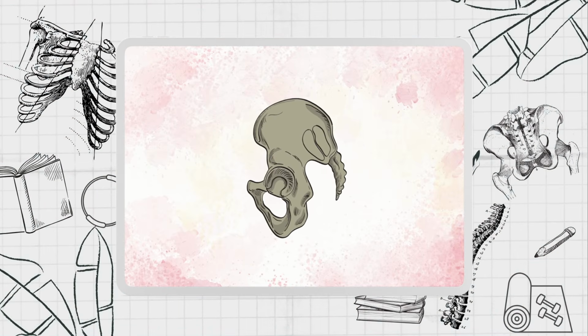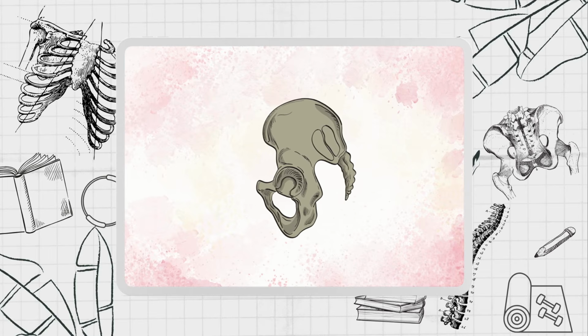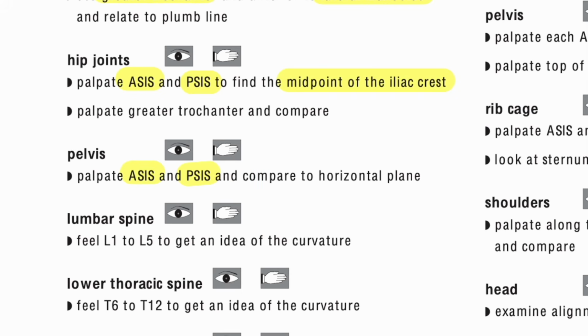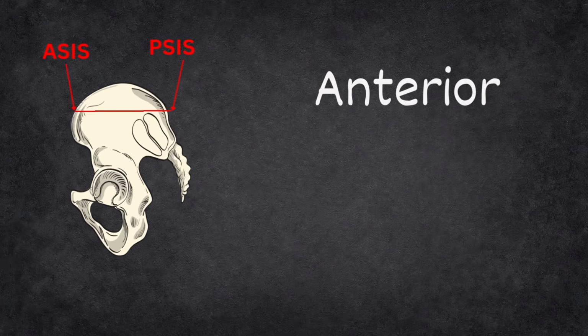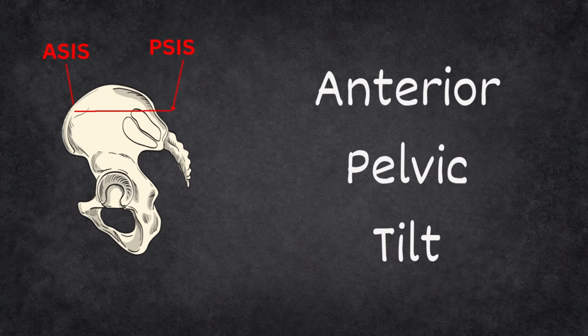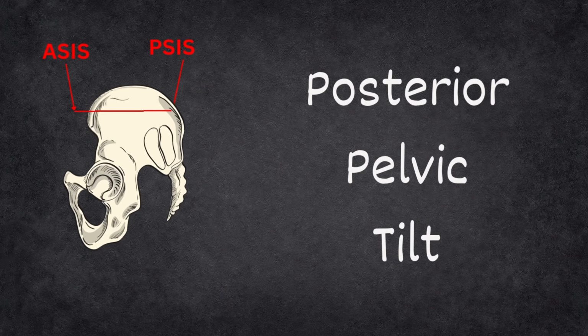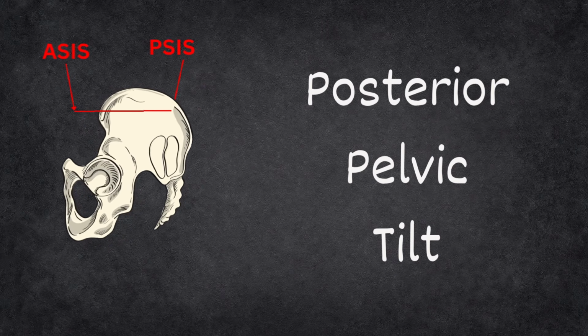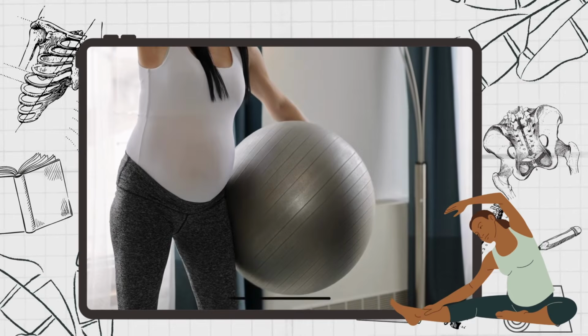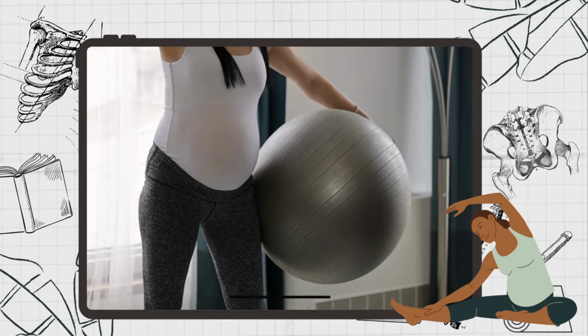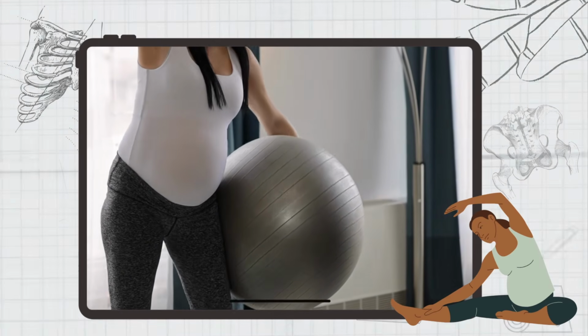Next up is the pelvis. Now, this is going to be a lot easier because we've already done it. All you need to do is find the ASIS and the PSIS and compare the two. If the ASIS is lower than the PSIS, then you have an anterior pelvic tilt. If the PSIS is lower than the ASIS, then you have a posterior pelvic tilt. Women or clients that can give birth are going to have a little bit more of an anterior pelvic tilt. In my course, we were taught roughly the width of a finger.